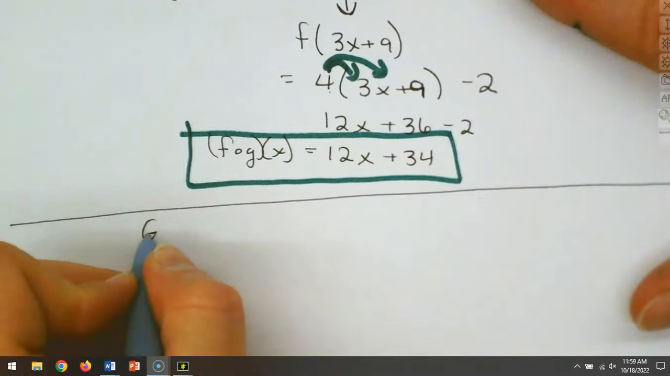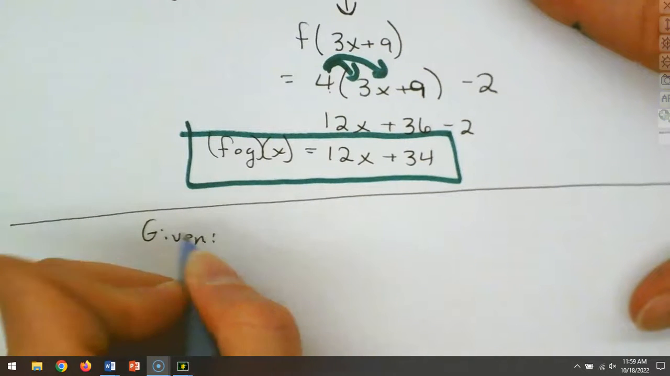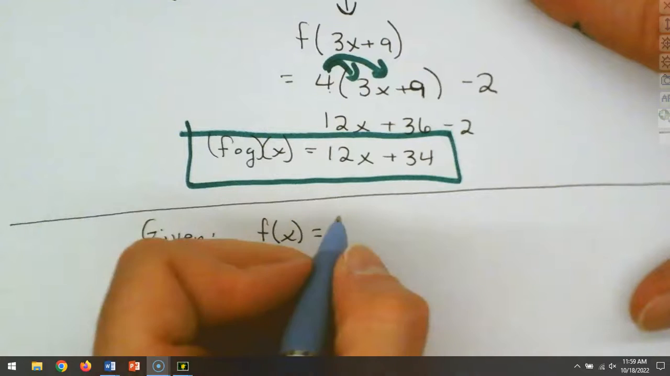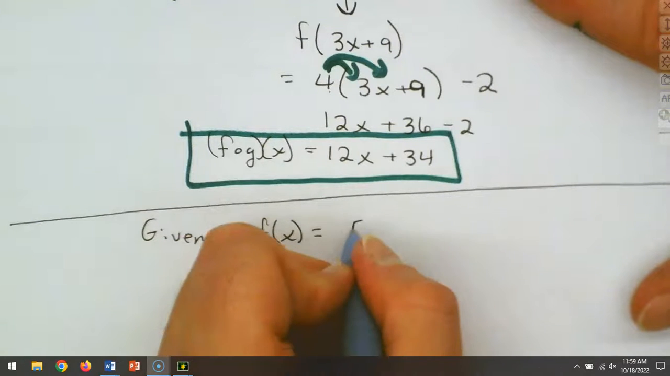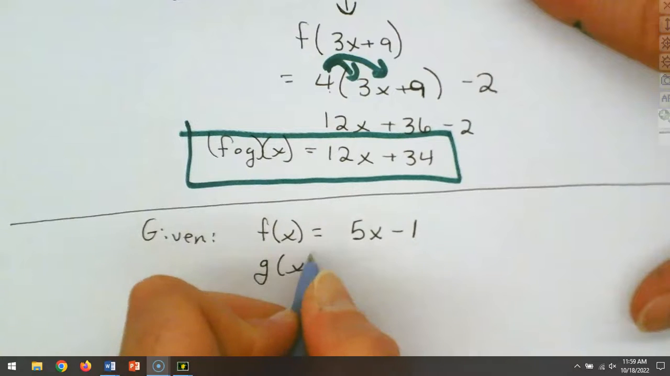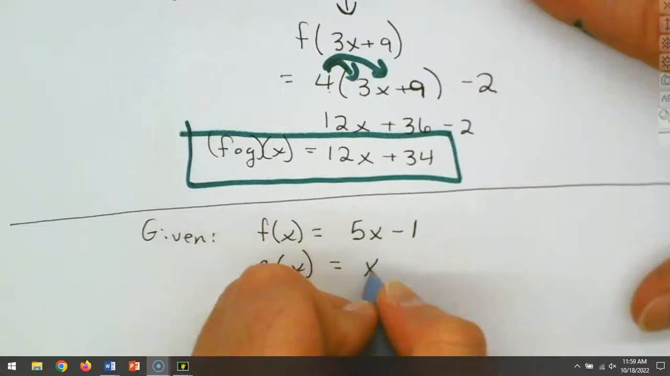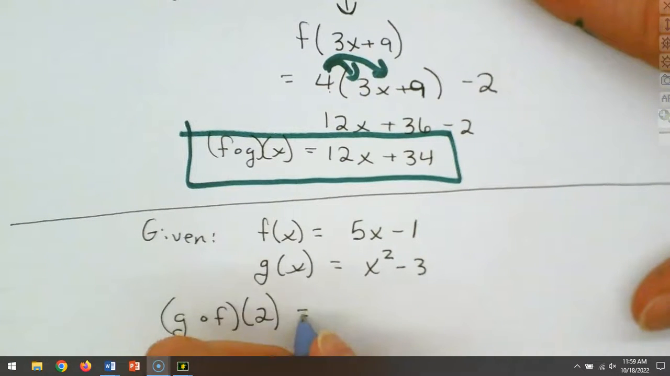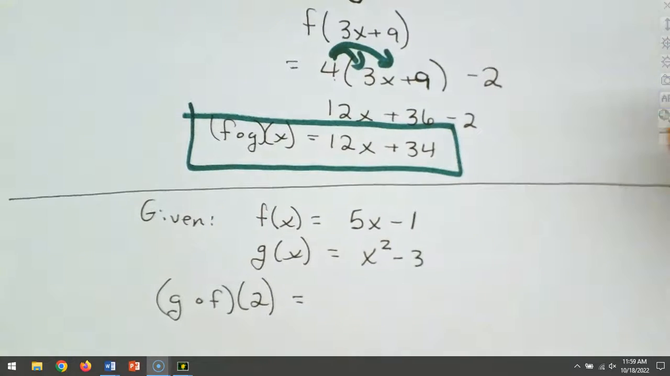So I'm going to give you two new functions. Let's say you're given f of x to be 5x minus 1, and g of x to be x squared minus 3. And I want you to find g composed now with f of 2. So we've got to be careful on this one.